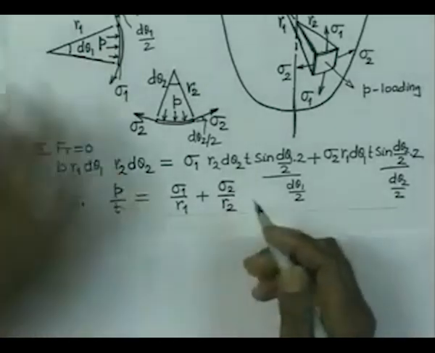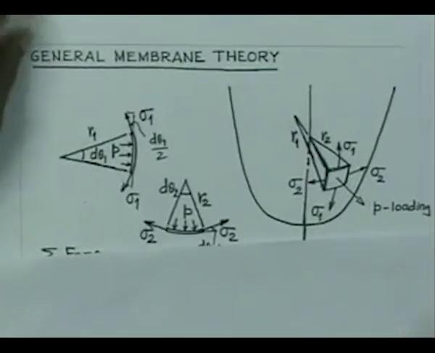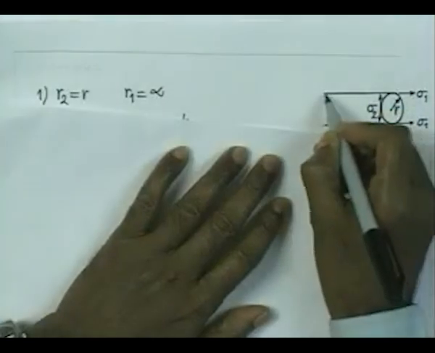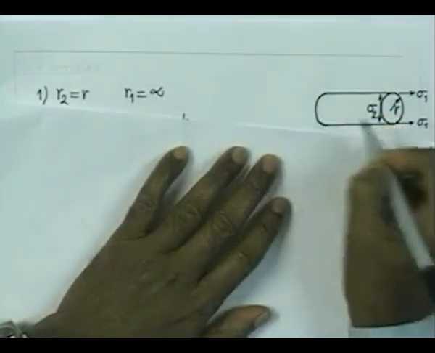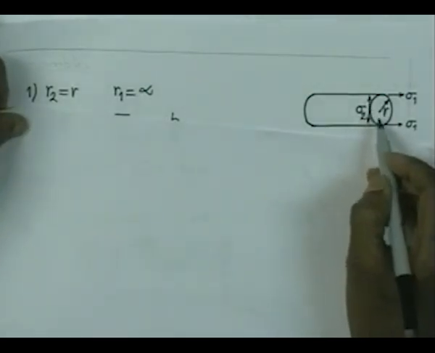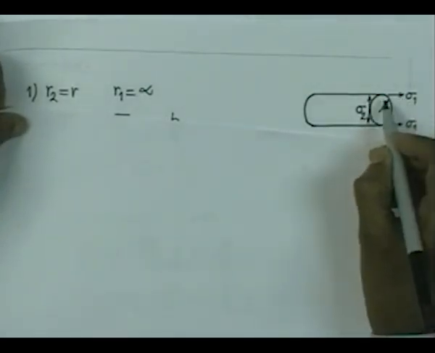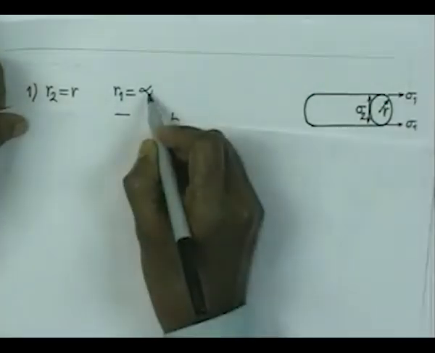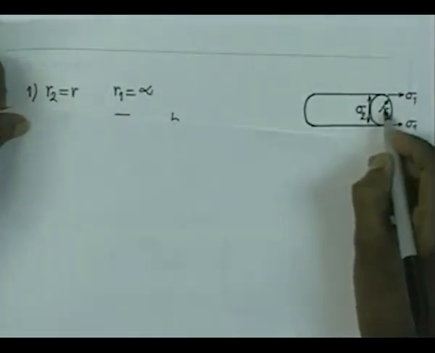So, this is the general membrane theory for doubly curved shell. We will quickly consider applications of the formula to some of the known results. Think of it, you have a cylindrical shell here, of radius r and wall thickness t. We have the stress sigma 1 acting in the axial direction, and circumferential stress is sigma 2, and therefore, this r1 in this case is infinity, and r2 is going to be r.